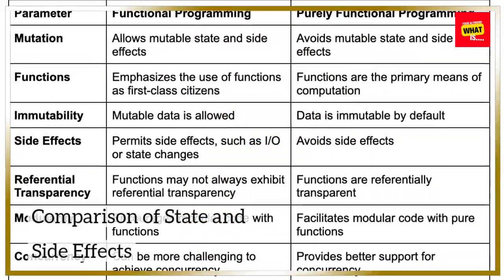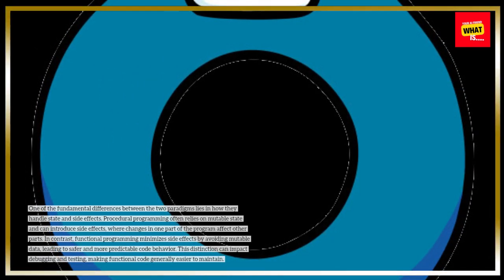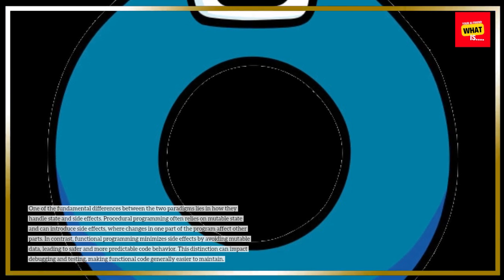Comparison of state and side effects. One of the fundamental differences between the two paradigms lies in how they handle state and side effects. Procedural programming often relies on mutable state and can introduce side effects, where changes in one part of the program affect other parts. In contrast, functional programming minimizes side effects by avoiding mutable data, leading to safer and more predictable code behavior. This distinction can impact debugging and testing, making functional code generally easier to maintain.